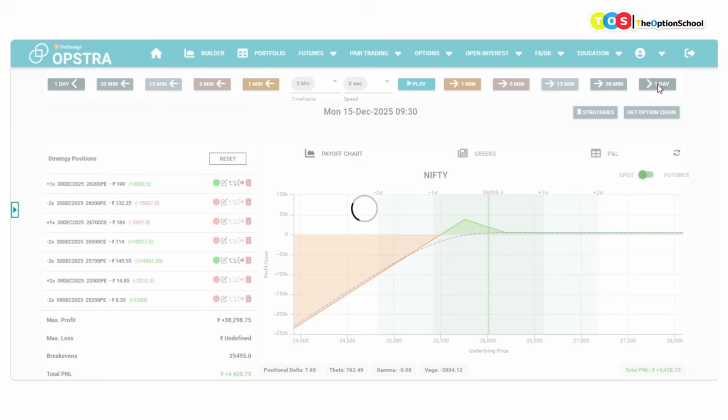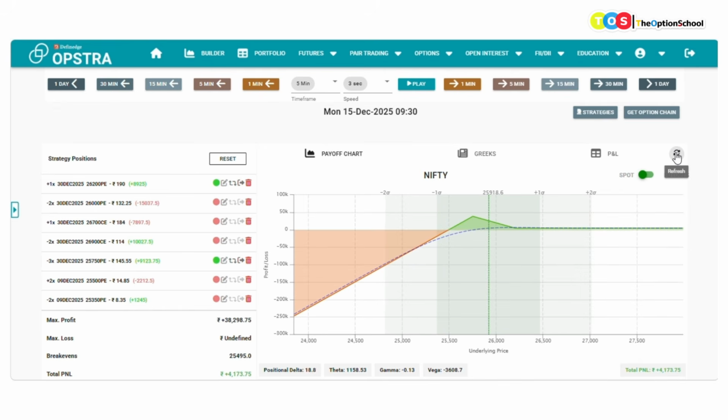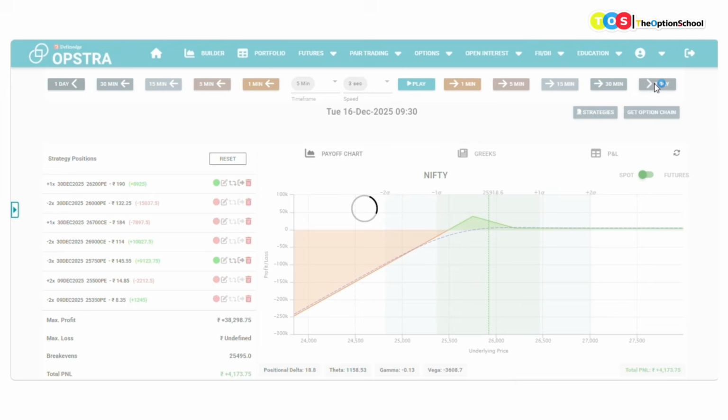Next day, and keep an eye on the blue line. See how it will keep on changing. Okay, 4173. Next day, not much change.